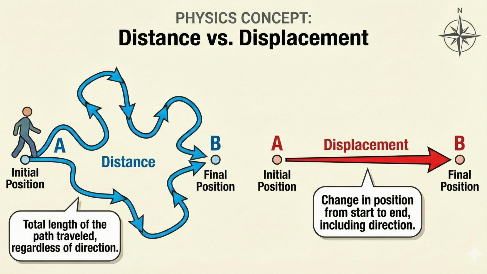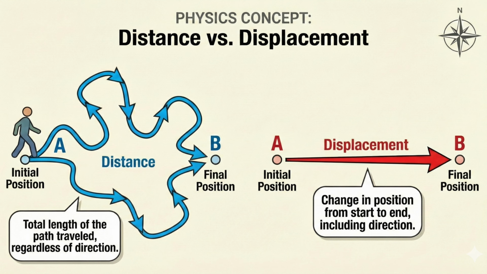Displacement equal to distance. When an object moves in a straight line without changing direction, the magnitude of displacement is equal to the distance traveled. In this case, the path followed is the shortest possible path between the start and end points.